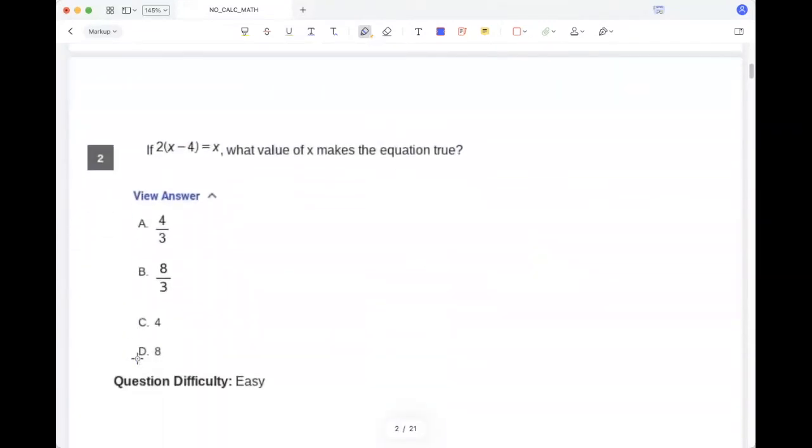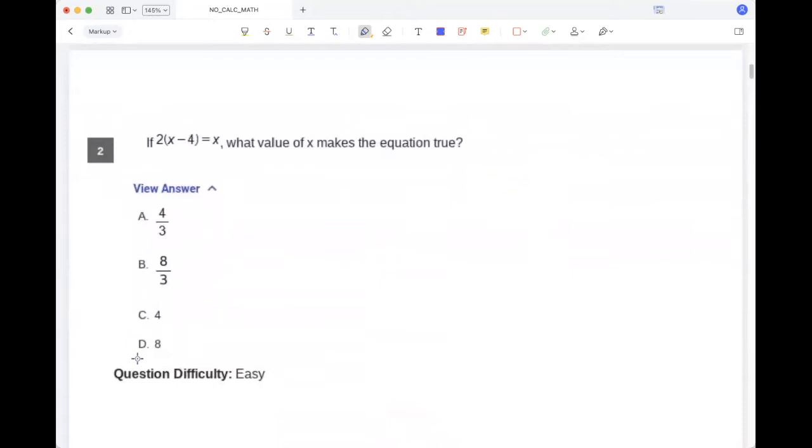If 2 times (x minus 4) is x, what value of x makes the equation true? So 2 times (x minus 4) is x. So 2x minus 8 is x. So x is 8. So D.